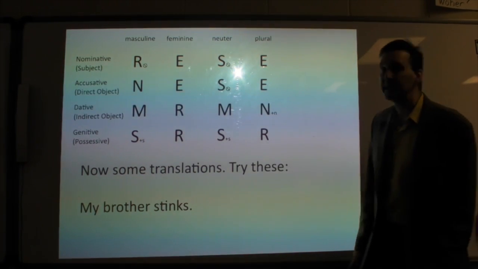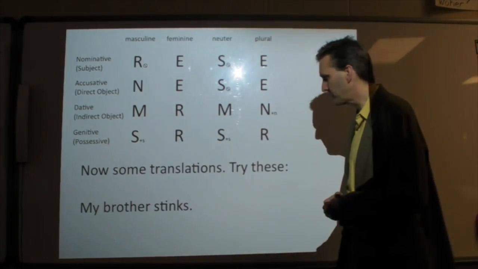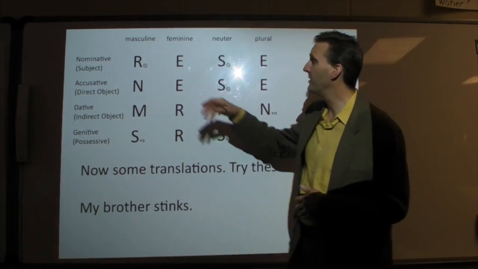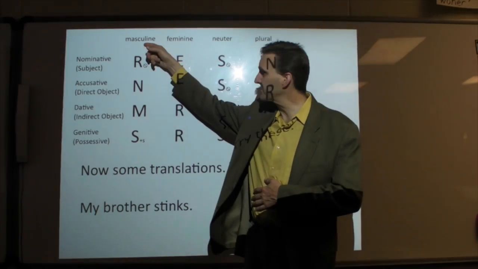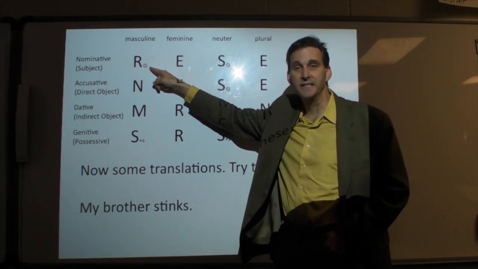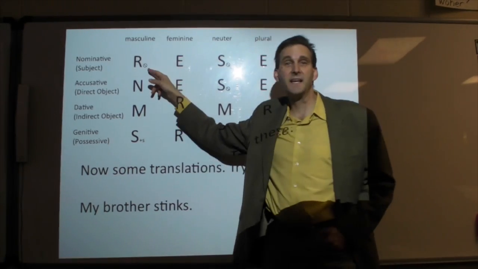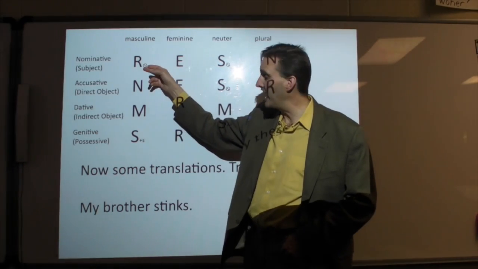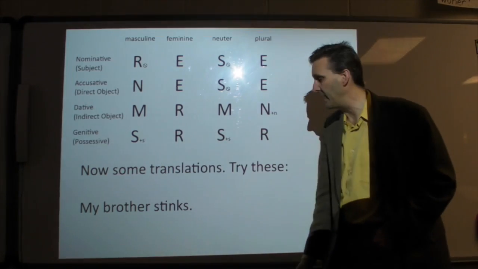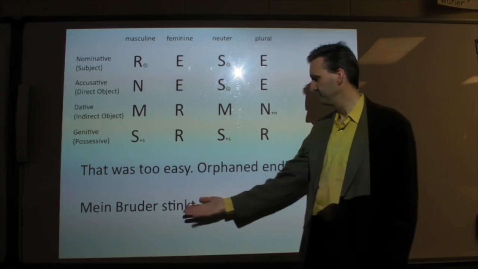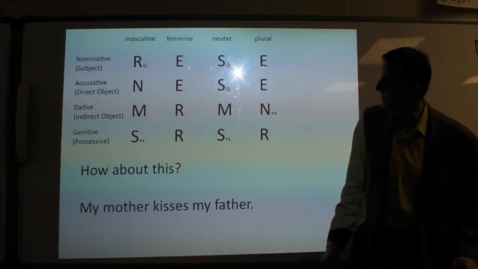Okay, let's try some translations then. A simple one. My brother stinks. That's an easy sentence. Okay, my brother stinks. We have masculine for brother. He's the subject, and there's an orphan sign here. Does my orphan its endings? Yes, it does. That is an ein word, so no ending on that one. Simply mein. Mein Bruder stinkt. That was easy. Let's go on.